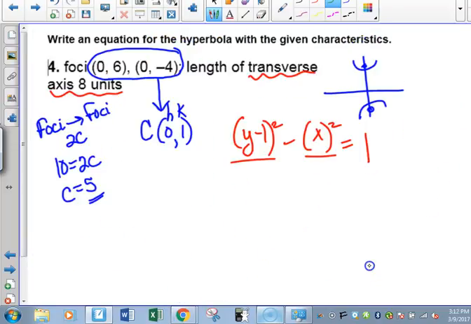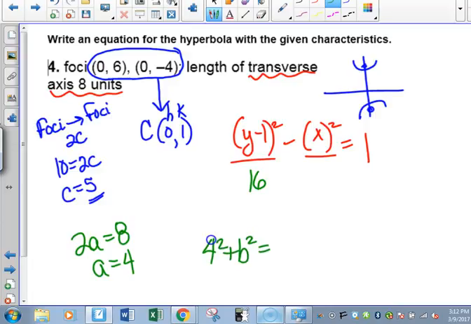All right, so let's finish this one. If transverse is a total of 8, that means 2a equals 8, so a is what? So we need a 16 where? Okay. And then how are we going to find b? A squared plus b squared equals c squared. Guess what that comes out to be? B squared is 9. We're done. Everybody okay back there?